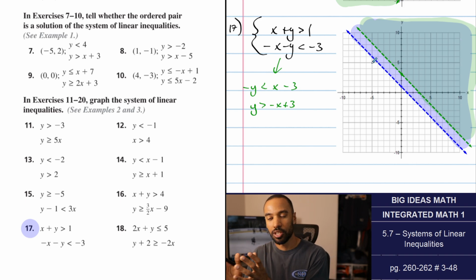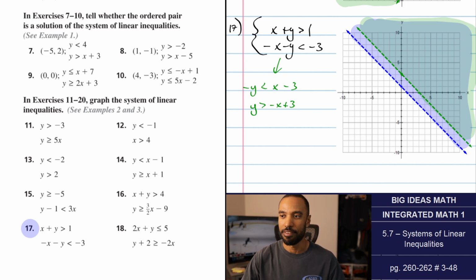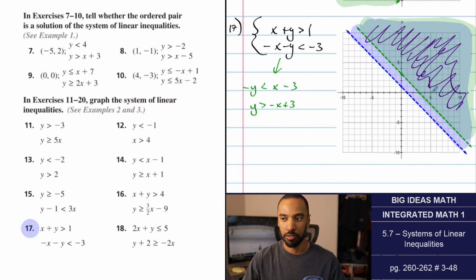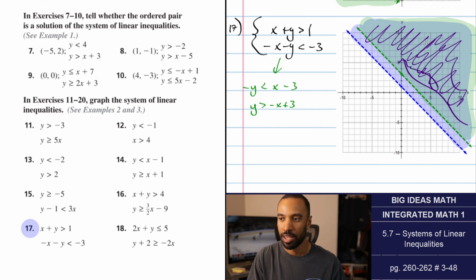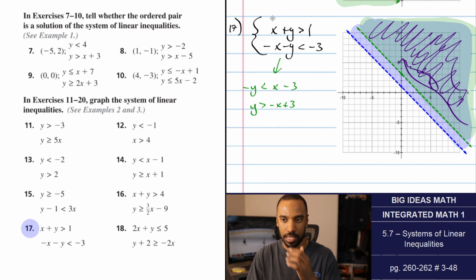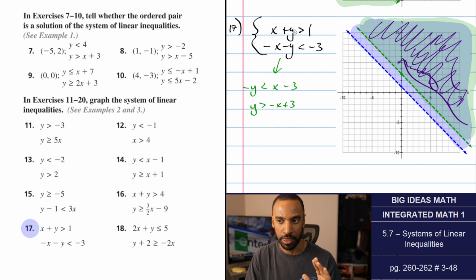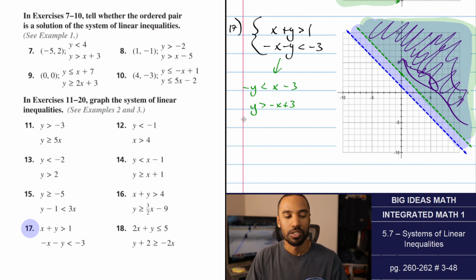Now, just because the lines are parallel doesn't mean there's no solution. In fact, anything above the green is also technically above the blue, but anything above the green is in the solution set. Therefore, this inequality technically means nothing with regard to things in the system. As long as it satisfies this one, it will satisfy that one. Know what I'm saying? So there's number 17.